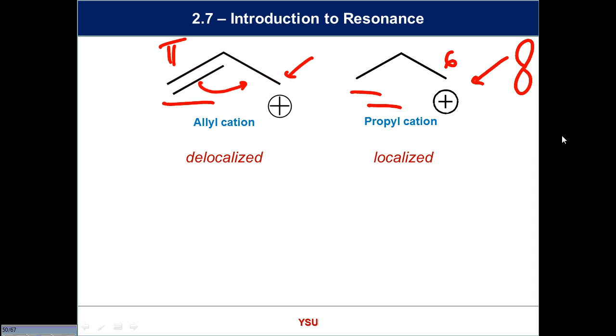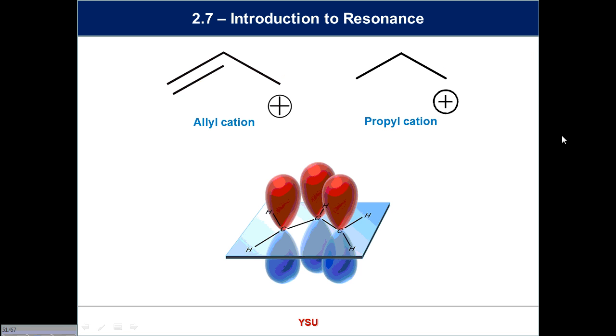Well, we need to put some information back in. This picture kind of helps with this. You need to have that pi system because you need to have adjacent p orbitals. Think about what I just said about this carbocation being an empty p orbital. Well, if I have the pi bond next door, they're also p orbitals.